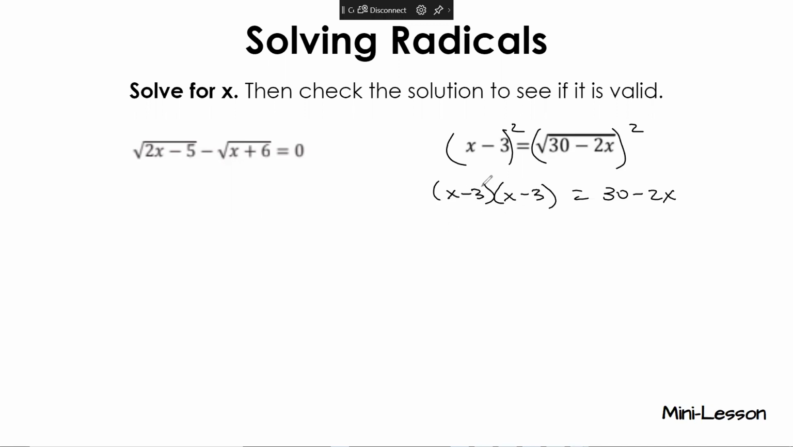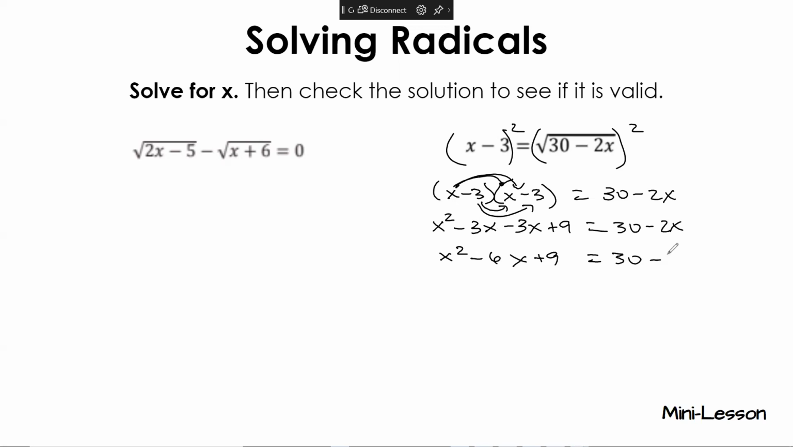Okay, so now we're going to distribute this and multiply it out. So that's going to give me x squared minus 3x plus 9 equals 30 minus 2x. So all I did here, see, this is why I have to show steps, is I distributed. That's all I did. Okay, now can I combine like terms? Yes. So that's going to give me x squared minus 6x plus 9 equals all this junk.